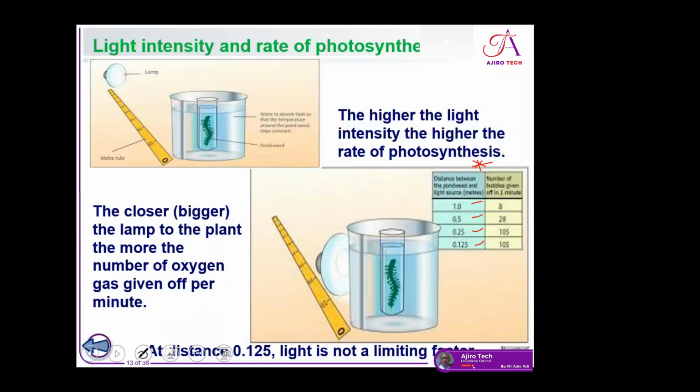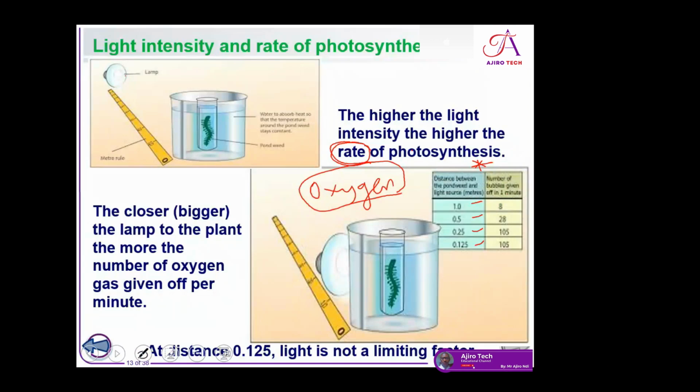So the number of bubbles given off shows that there is an increase in the rate of photosynthesis, because the bubbles definitely are oxygen gas bubbles. And oxygen gas is produced only when photosynthesis is happening on the leaf. So if we get more bubbles per minute counted, it means the rate of photosynthesis is getting higher within the minute. So that's the link between the number of bubbles counted and the rate of photosynthesis.